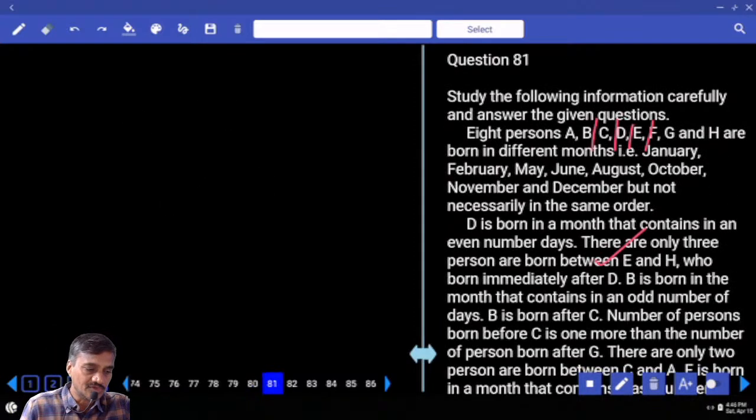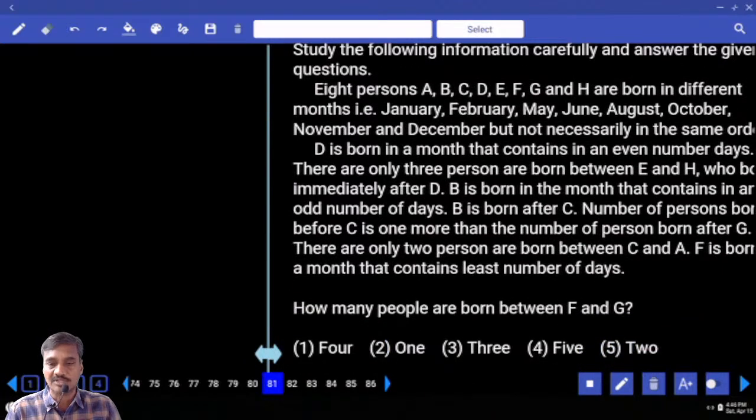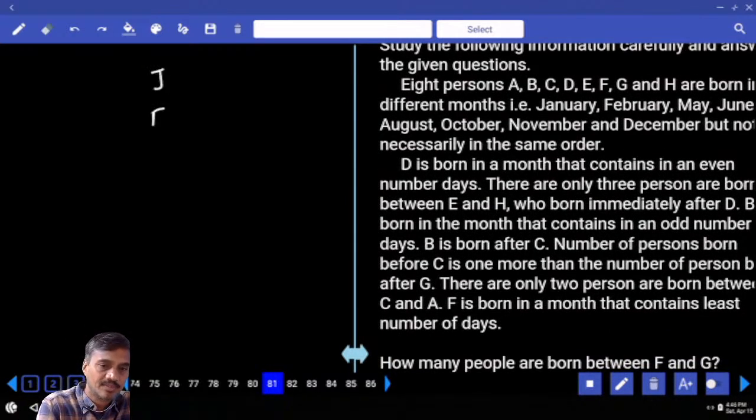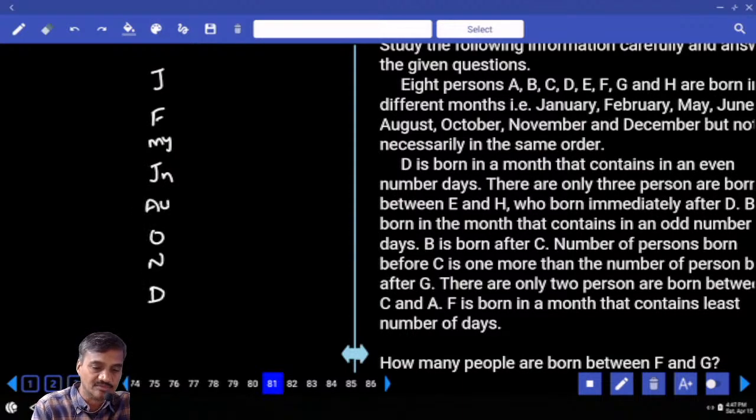Then 81 to 85, 81 to 84. Now in this one it is based on months. Months is the first priority when compared with that circular arrangement, inward and outward. This is easy, isn't it? And what are the months we have? 8 persons, 8 different months: Jan, Feb, May, June, August, October, November and December. Then D is born in a month that contains an even number of days. Now any year is given.